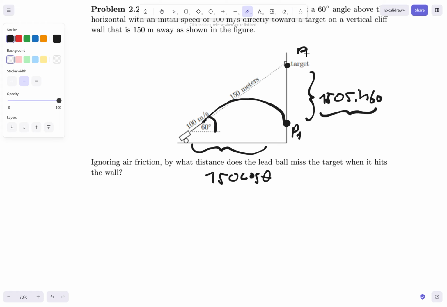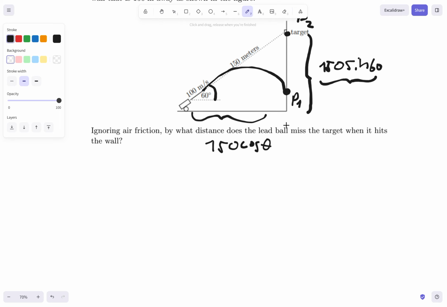And this is P2. And this entire wall, shoot, I lost my picture again. There we go. So this entire wall is going to be 150 sine 60 because, well, you see 60, bam. Now this point where it falls is where it actually lands. So we're going to find this position, subtract it from this position, and then we're going to get our answer.